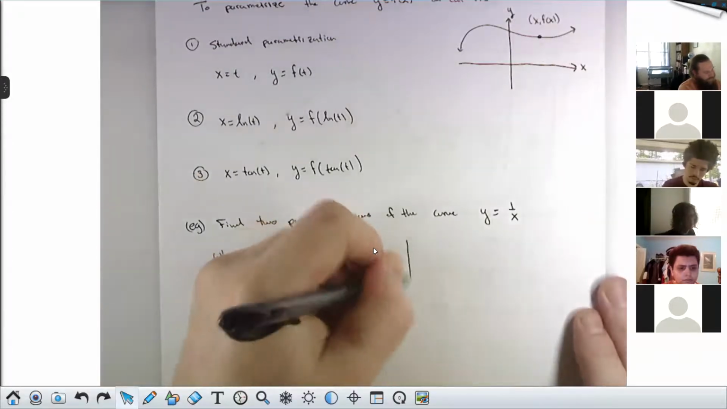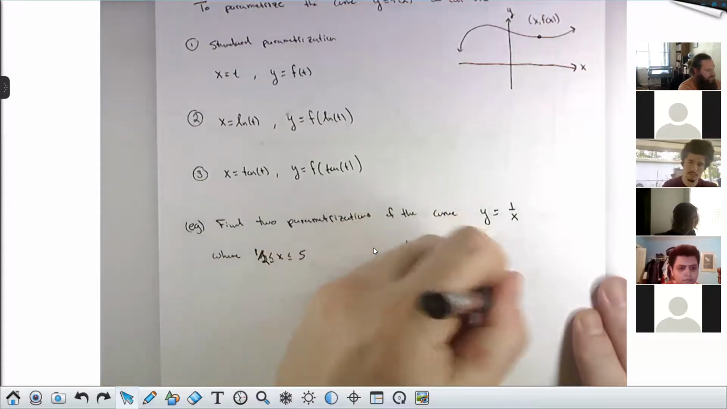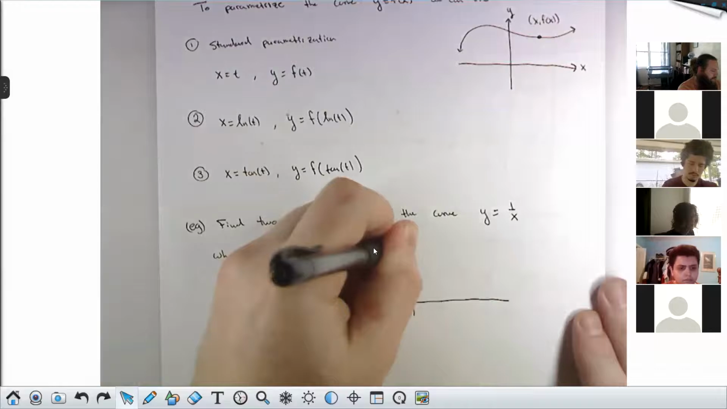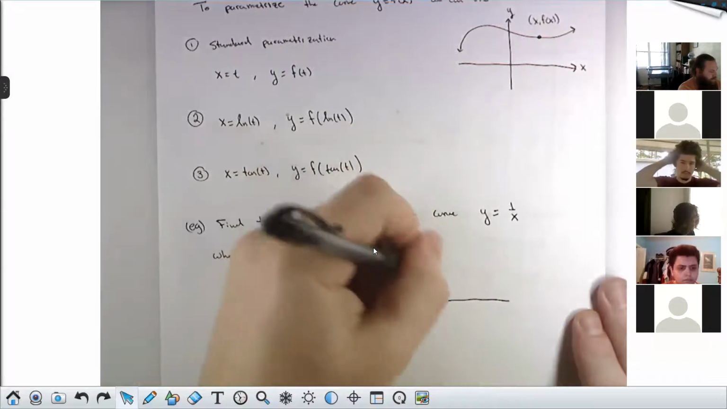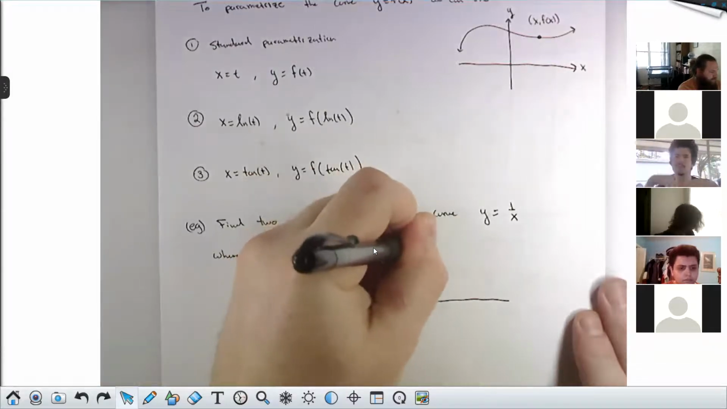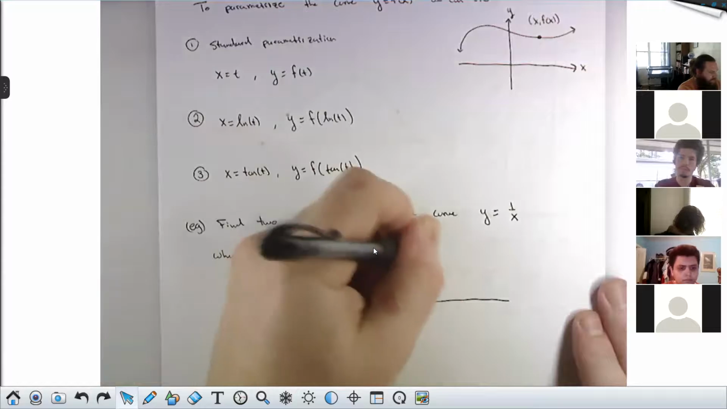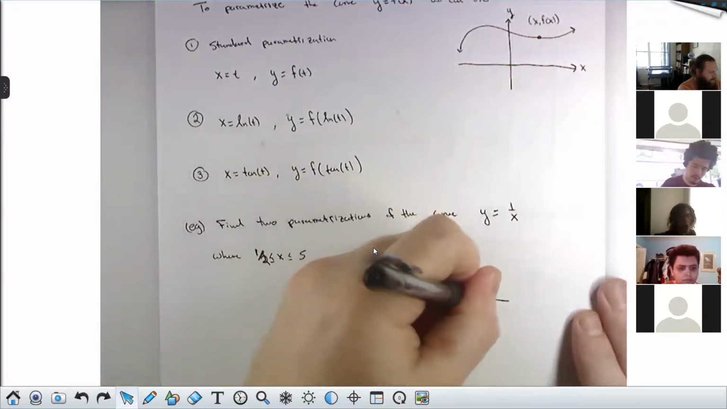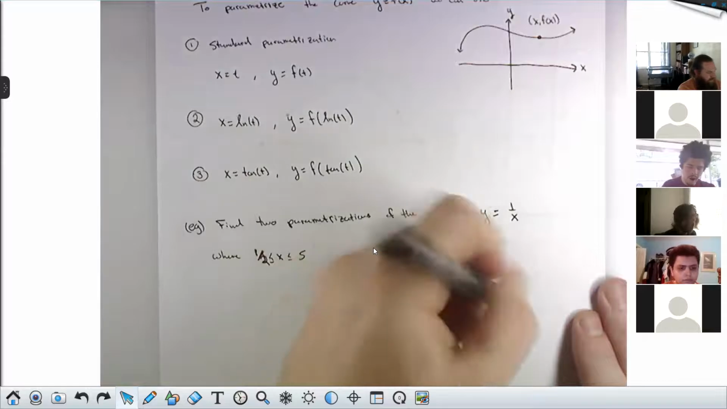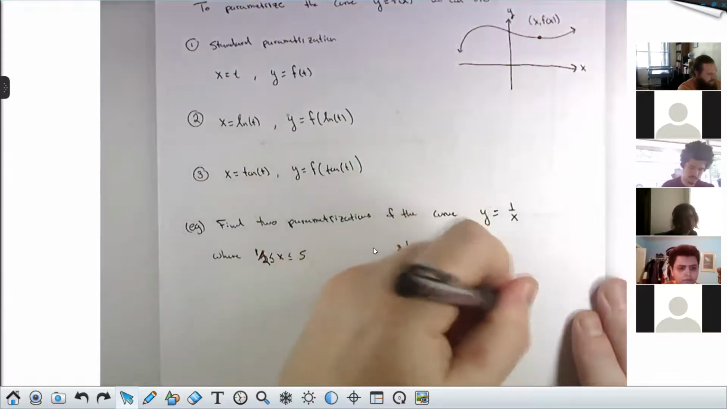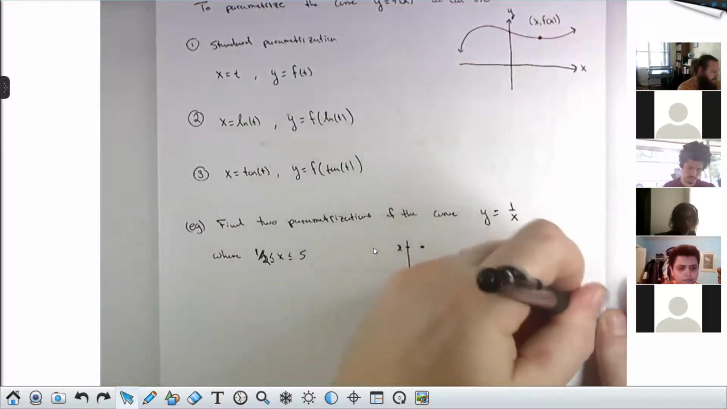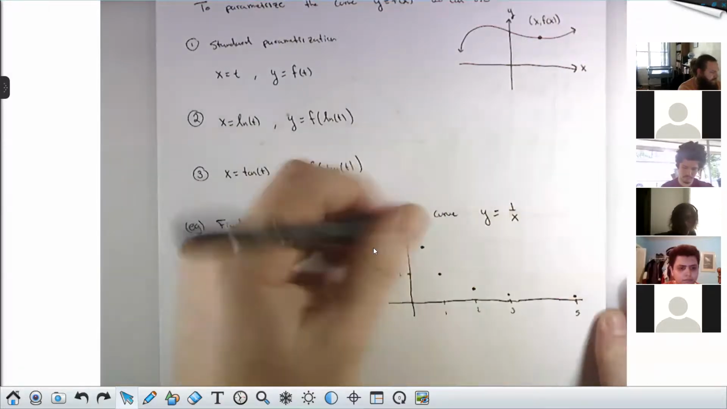So what does that look like? Well, we really should know what 1 over x looks like. Here's 2, here's 1. When x is equal to 1/2, 1 over x is equal to 2. When x is equal to 1, 1 over x is equal to 1. When x is equal to 2, y is equal to 1/2. When x is equal to 3, 1/3, and so on like this. So here I'll say this is 5, and we should be really close to the x-axis there.